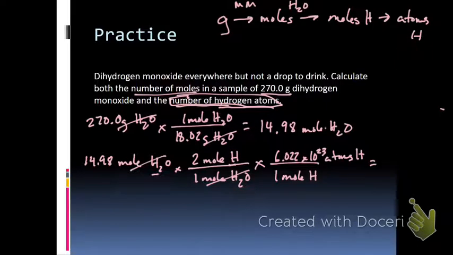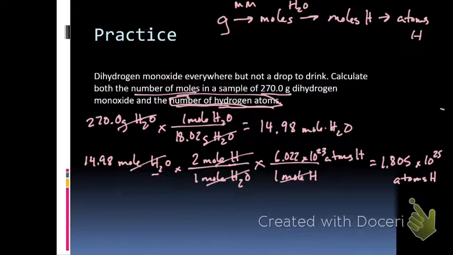And then we can solve that way, right? So if you do that, times 2, times 6.022, you get 1.805 times 10 to the 25th atoms of H.